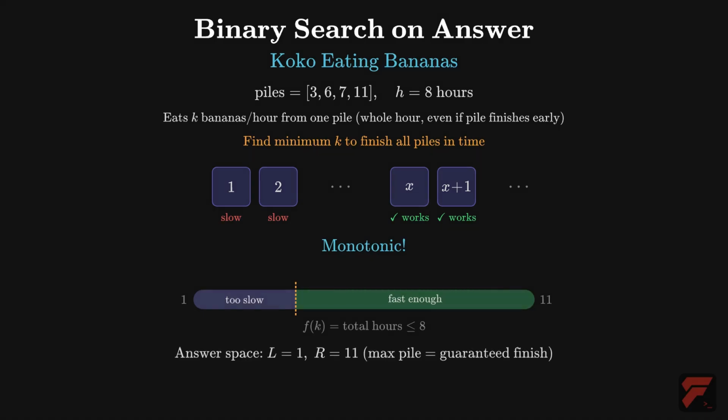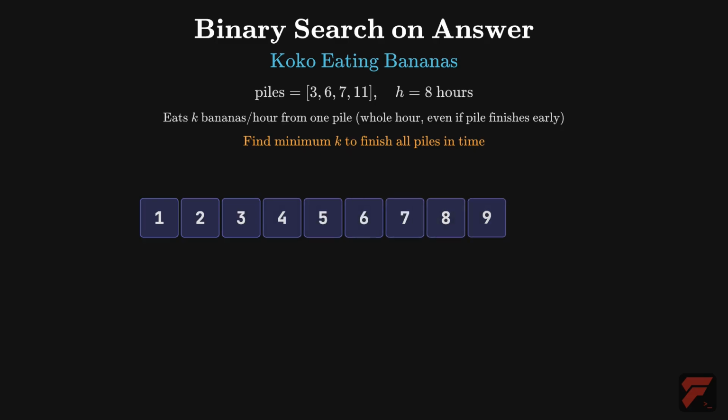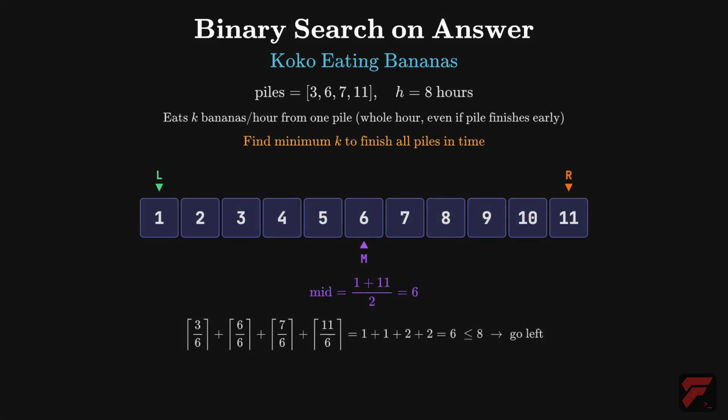The answer space: L is 1, R is 11, the largest pile. At speed 11, every pile finishes in 1 hour. Let's find the boundary. Binary search on the answer. Mid is 6, total hours at speed 6. Ceiling 3 over 6 is 1, 6 over 6 is 1, 7 over 6 is 2, 11 over 6 is 2, total 6, feasible, go left.